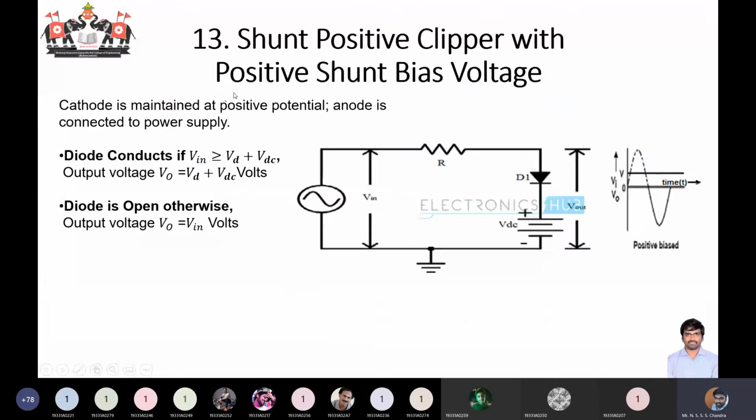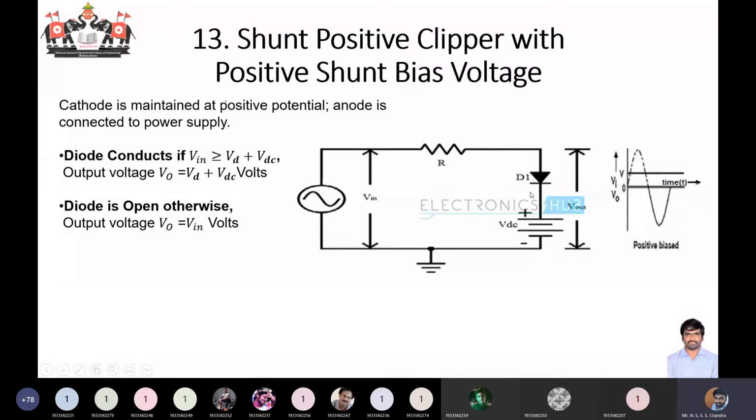And then next you have shunt positive clipper with positive shunt bias voltage. So in this circuit we are connecting the diode in this fashion. So here cathode is connected to the positive terminal of the battery, and then anode is connected to the power supply. So if the diode has to be in on condition, then this Vin should be greater than your VD plus VDC.